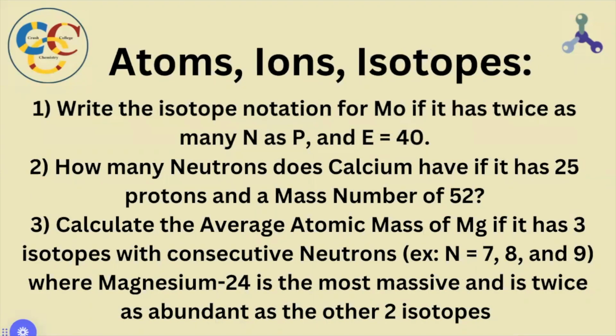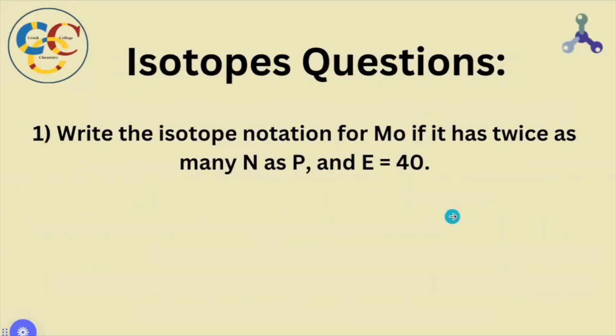Here we'll solve three basic problems among the concepts of atoms, ions, isotopes, and atomic mass units. These questions are similar to the difficulty that you would see on a quiz or at the beginning of a test. Our first question is to write the isotope notation for molybdenum if it has twice as many neutrons as protons, and the number of electrons is 40.